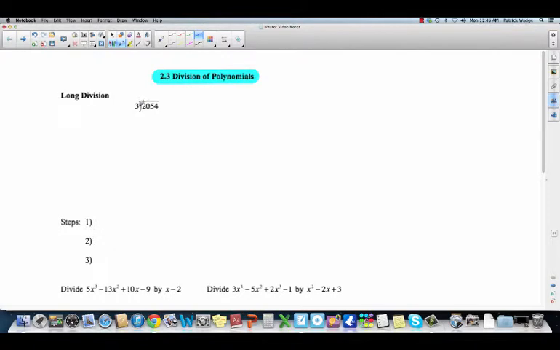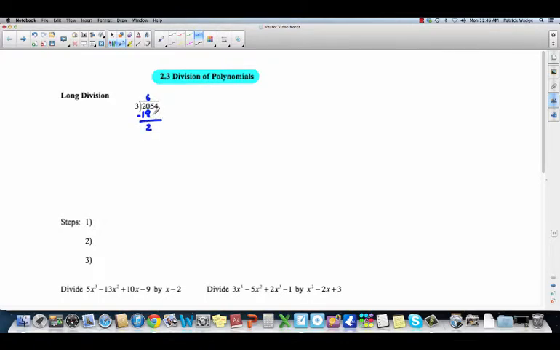If I wanted to do 3 into 2054, or 2054 divided by 3, how would I do that? First of all, 3 goes into 2, well it doesn't. So then I go 3 into 20, goes how many times? 6, and I write it over the last number it goes into, which is the 0. So I put the 6 right there. 6 times 3 is 18. Then I subtract. 20 take away 18 is 2. And then I bring down the 5.